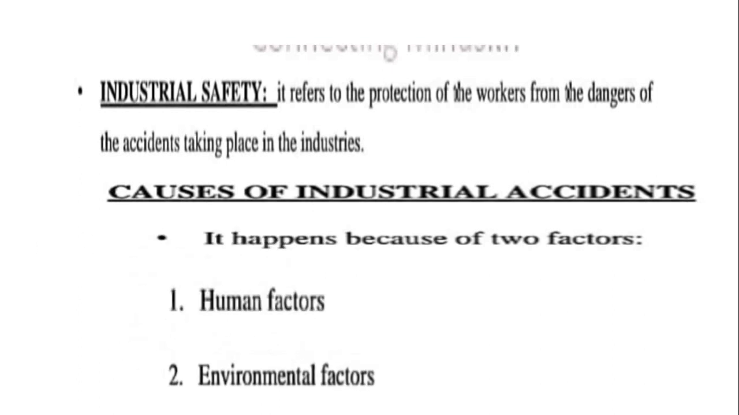Now let us move to the environmental factors. The environmental factors are also one of the causes of industrial accidents, right? How? In the environmental factors, there are temperature variations, poor lighting facility, humidity, even noise, and unsafe machines. These are all the various causes of industrial accidents. This one is human factors, another one is environmental factors.